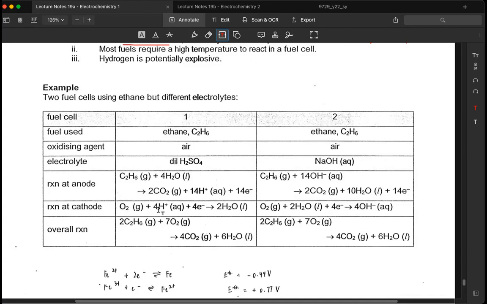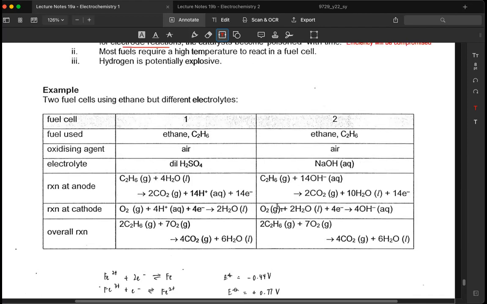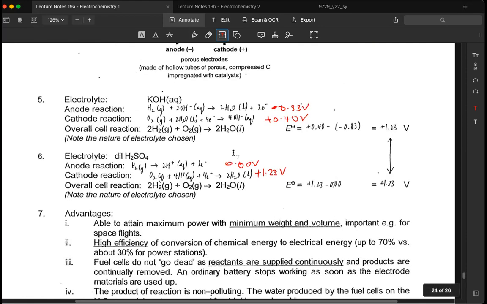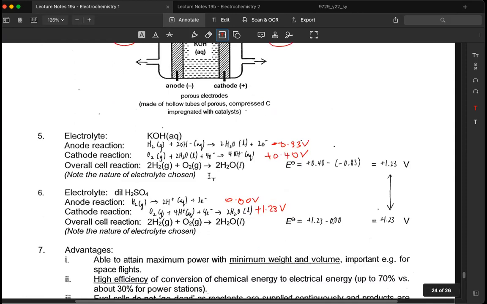Okay, no need to memorize this lah. Just for your information. So same thing, if you change your electrolyte to sodium hydroxide, you have OH minus, you form CO2 and water, and O2 with water is reduced to form OH minus. So the alkaline part is quite similar to this also.